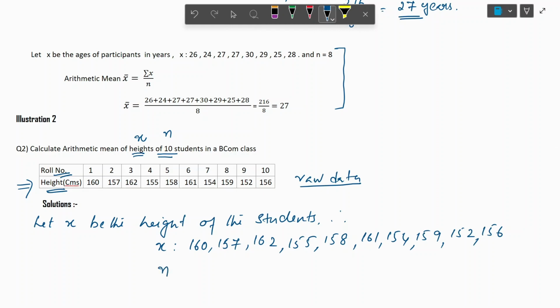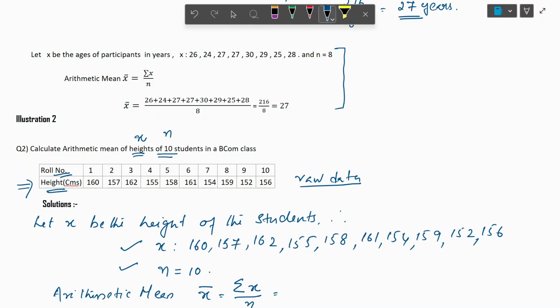Now what is n? N, it is very clear. It is given in the question itself. Sorry, it is not 8, it is 10. Okay. Now we have written x, n. What is the next step? We are going to write the formula. That is arithmetic mean x bar is equal to sigma x, that is summation of x divided by n. Please try to write always the formula, because if it is a descriptive question, always the formula carries marks.